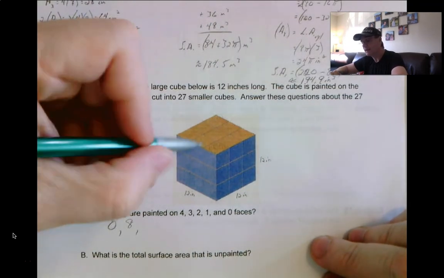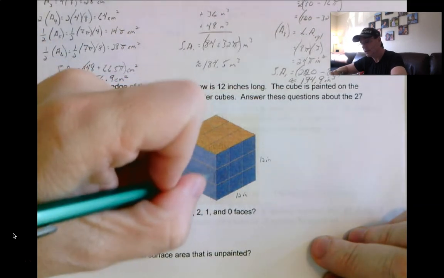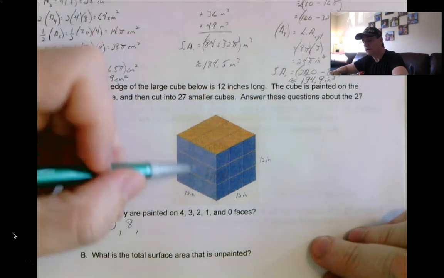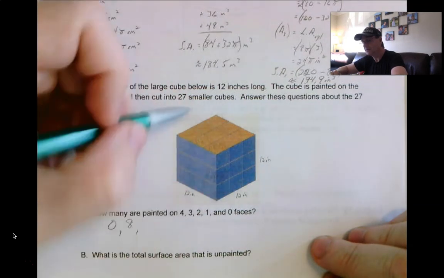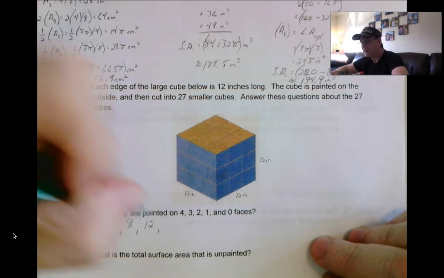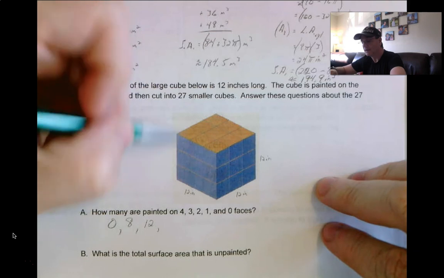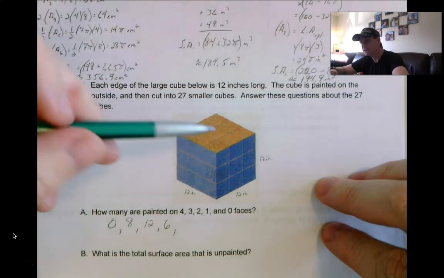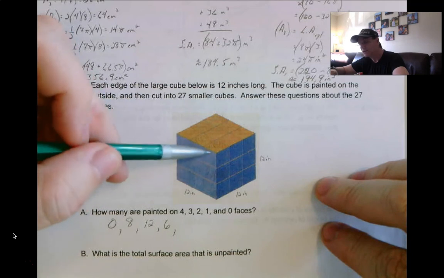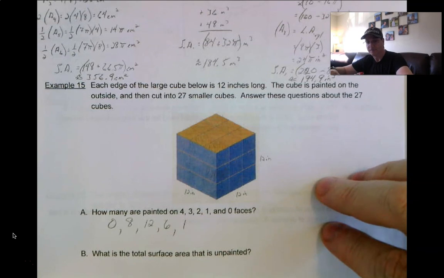How many are painted on 2 sides? Well, the middle edges, right here, here, are painted on 2 sides. So there's 1, 2, 3, 4, 5, 6, 7, 8, 9, 10, 11, 12 painted on 2 sides. How many are painted on 1 of the faces? There's 1 on each of the centers of the cube, so there are 6. And how many are painted on 0 faces? There's 1 in the center of this cube that is painted on none of the faces.